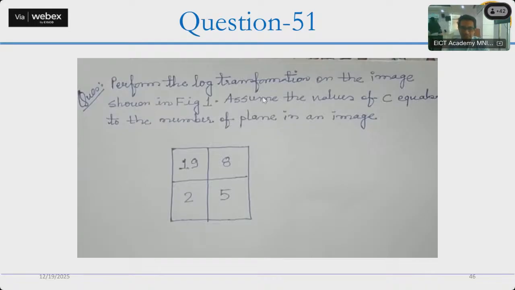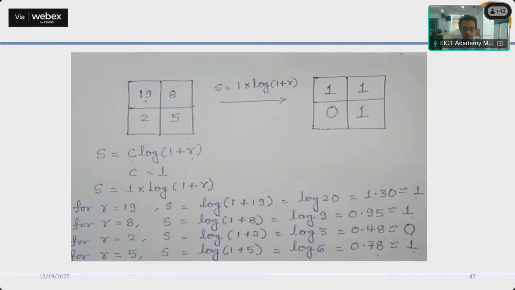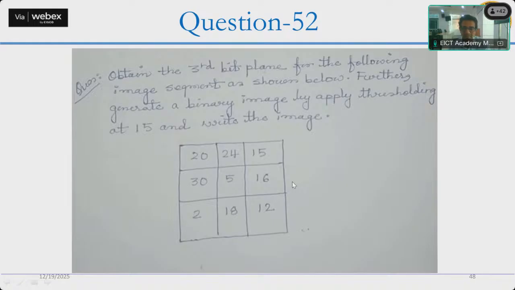Simple thing, see log transformation, what would it do? This is log 1 plus r. Assume the value of C equals the number of planes in an image. See how many planes are there. Definitely, it is C log 1 plus r, and one plane is there, whether it is X, Y, Z, whatever it is. So they have done it. Right.